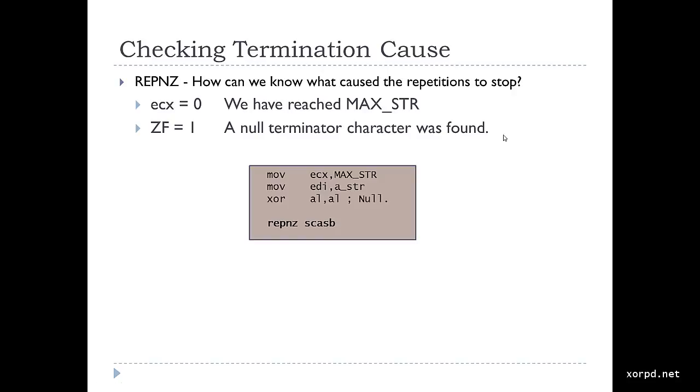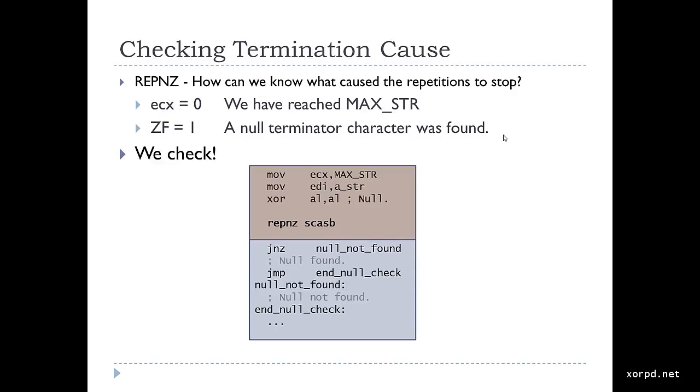So how can we know? The simple answer is that we check. After we finish with this instruction, we have to do some checking. We can use the zero flag to find out what really happened. In this case, we really care about the null terminator. We want to know if a null terminator was found or not. If we really cared about ECX, for example, we could just use the JECXZ instruction to check if ECX equals 0. But in this case, we really care about the zero flag.